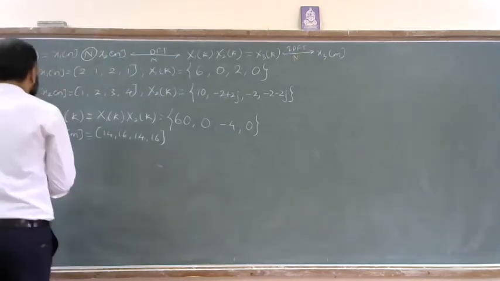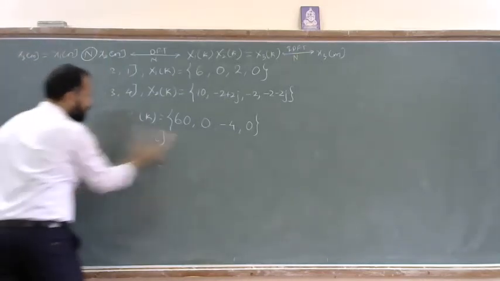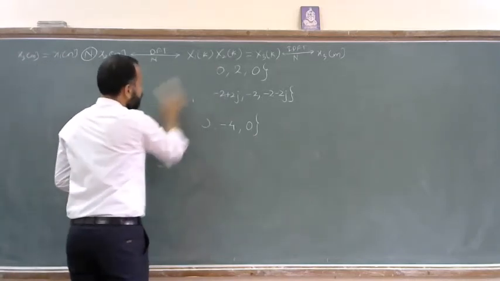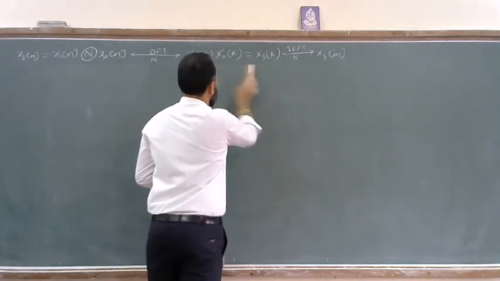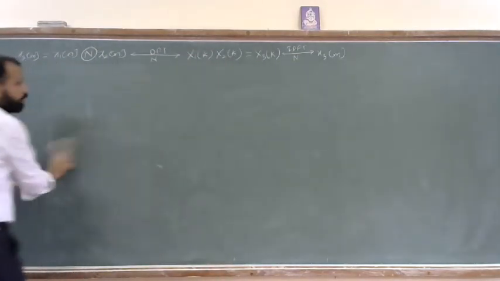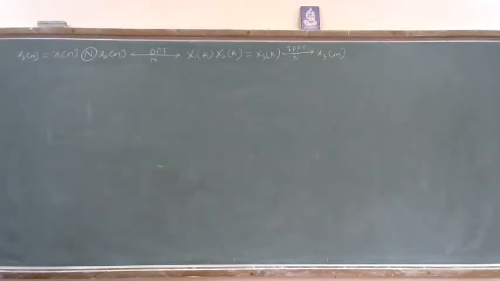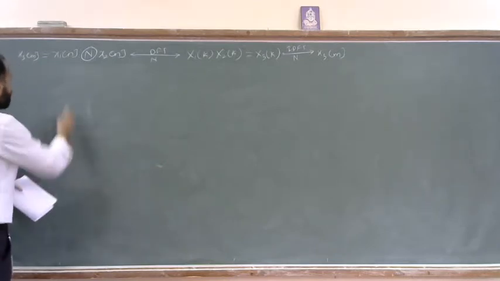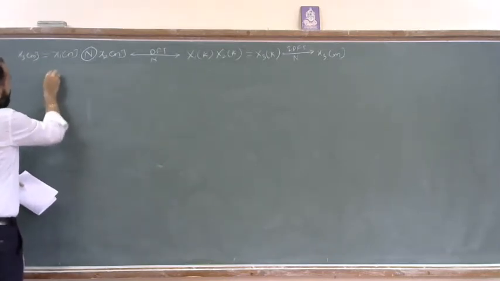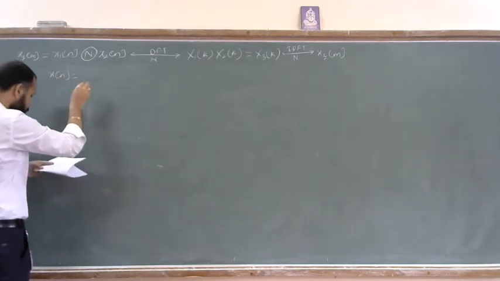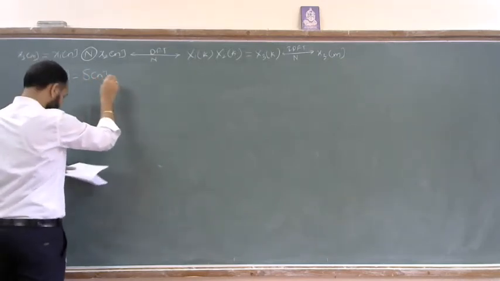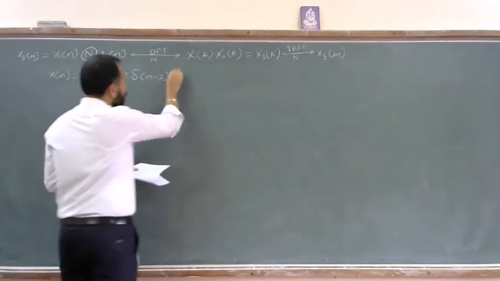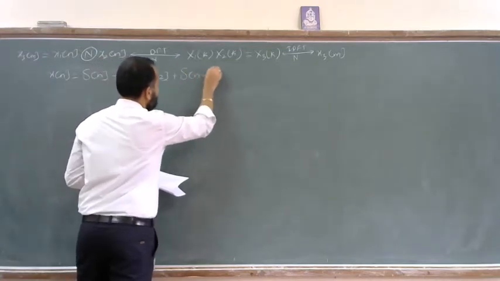Okay. Now let's continue. Let's consider one more problem on the circular convolution using DFT and IDFT itself, and then we'll wind up this section. For the next problem, let us define a discrete time sequence as x of n equals delta n plus 2 delta n minus 2 plus delta n minus 3.